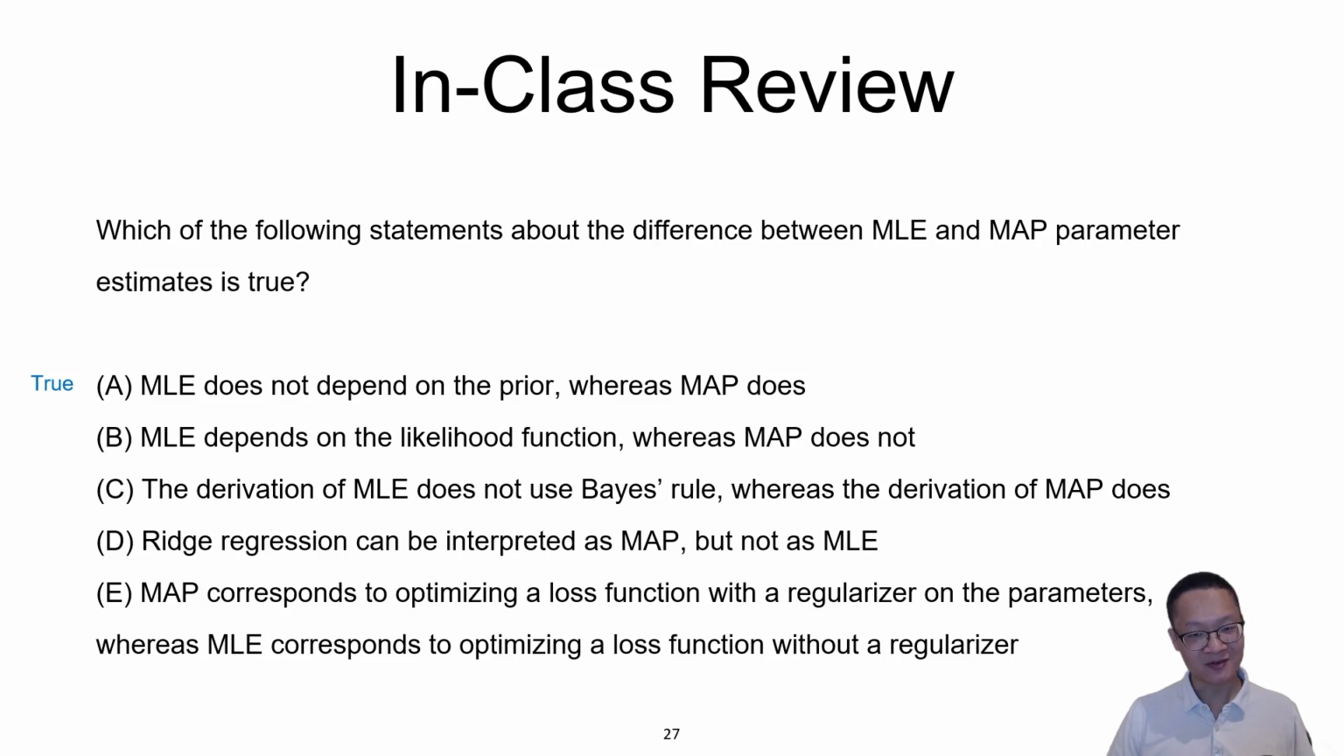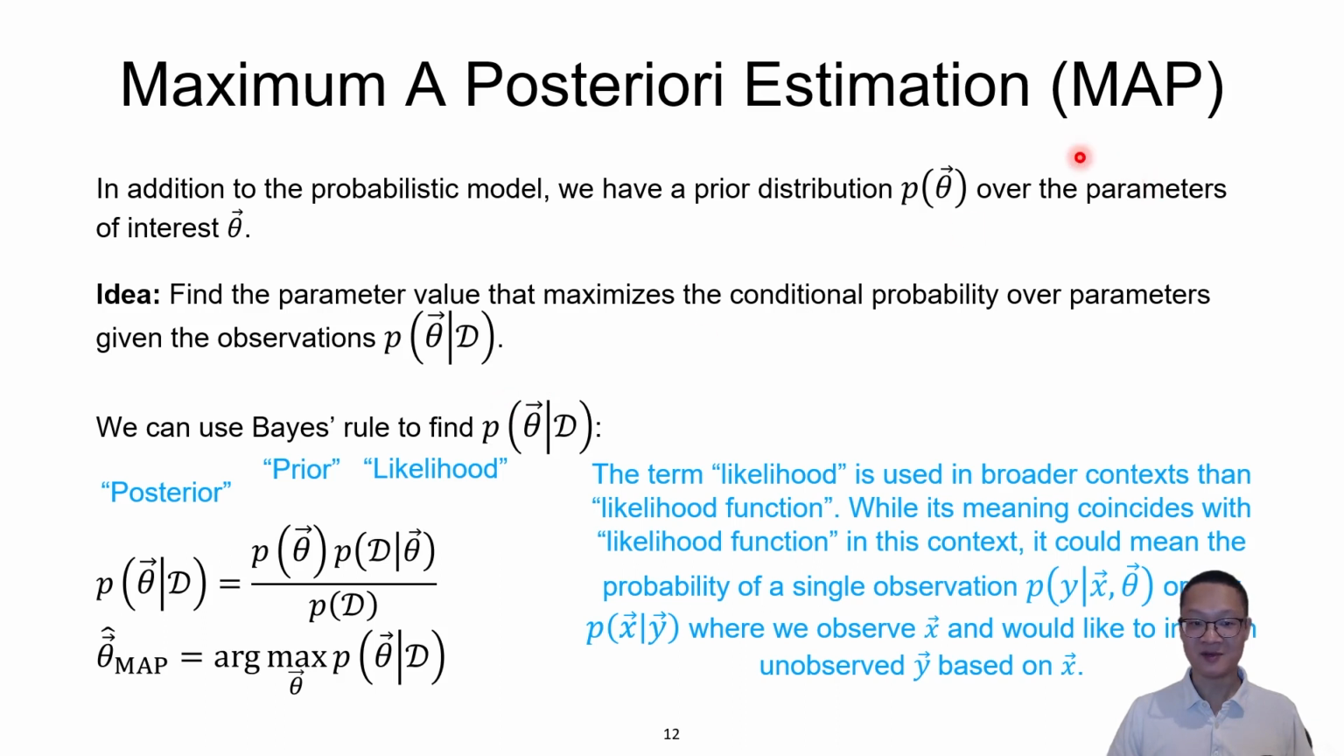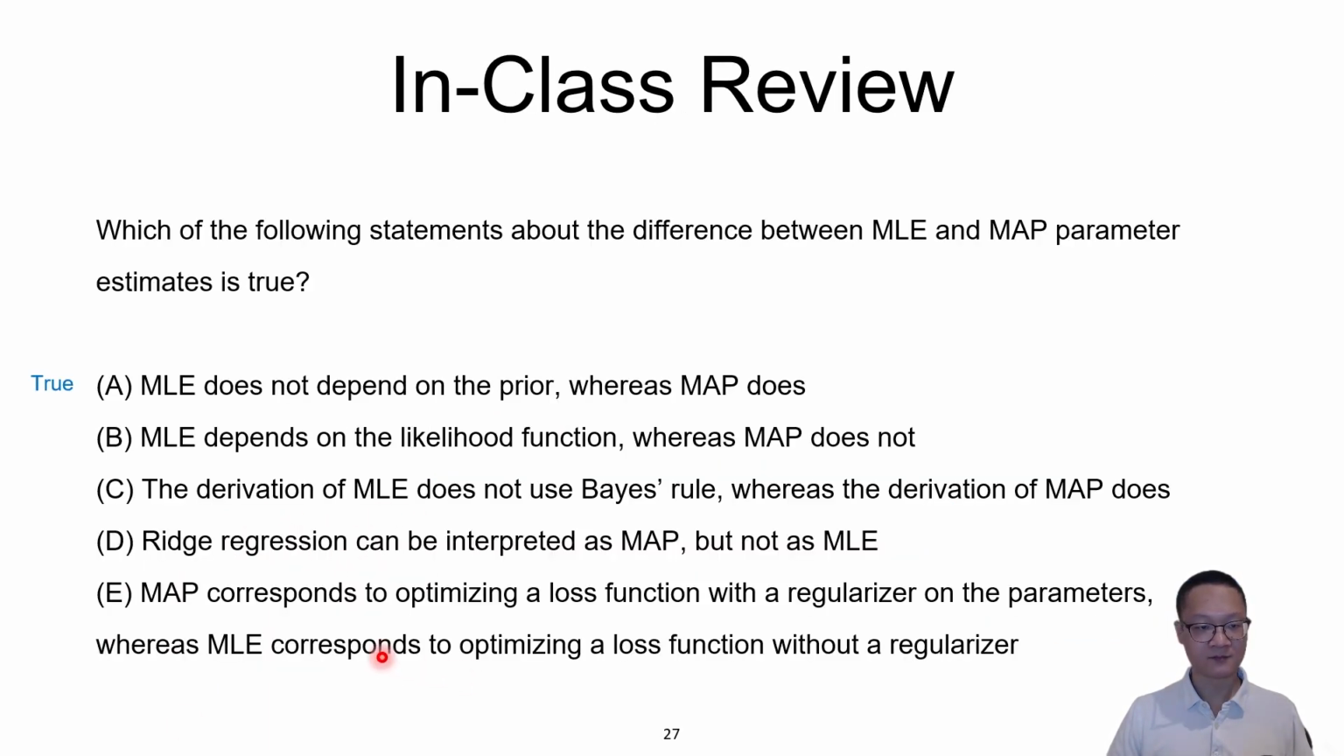MLE depends on the likelihood function, whereas MAP does not. So actually the first part is true, but the second part is not true, because MAP actually depends on the likelihood function as well as the prior. So basically, let me go back a little bit. So this is MAP, right? We want to maximize P of theta given D. So we have both the prior and the likelihood here. So actually B is false.